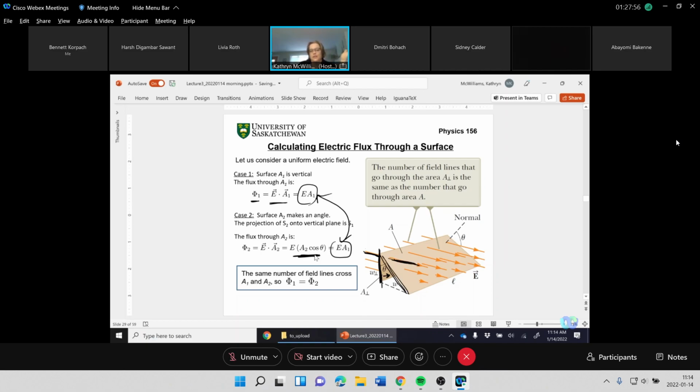We're basically counting electric field lines this way. And we use the cosine to make sure we're only talking about the perpendicular component of this. We want to calculate the perpendicular component of the field going through the surface. That's basically what we're going to do here. Okay, so that's the goal of this.